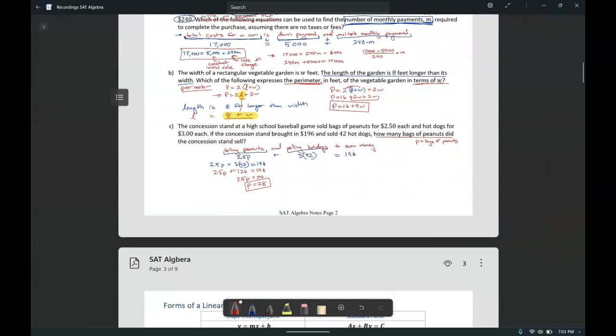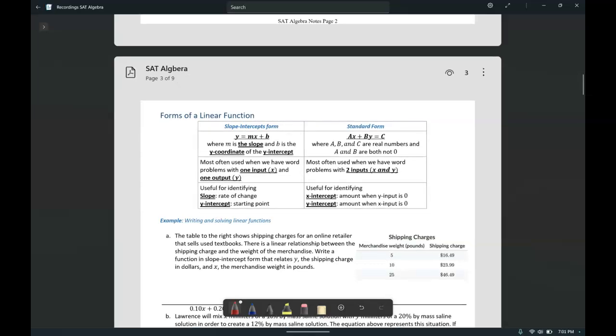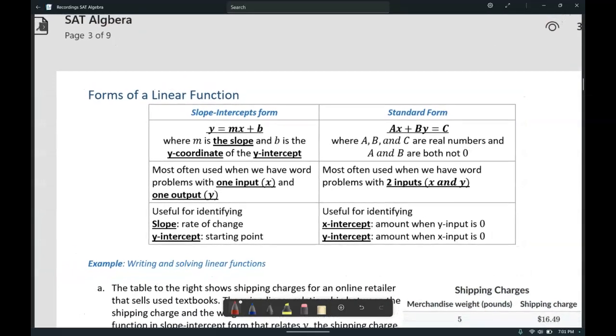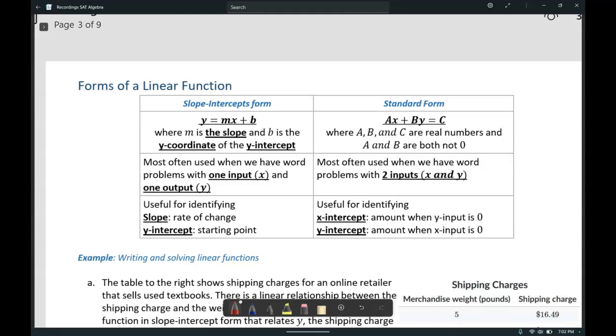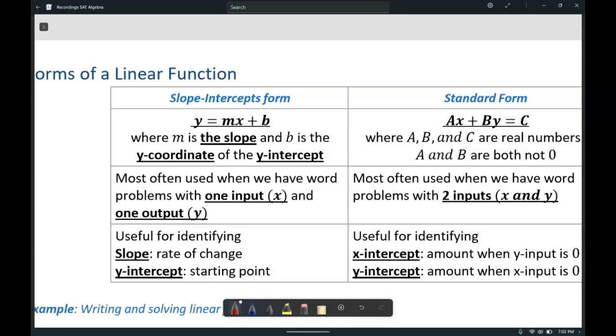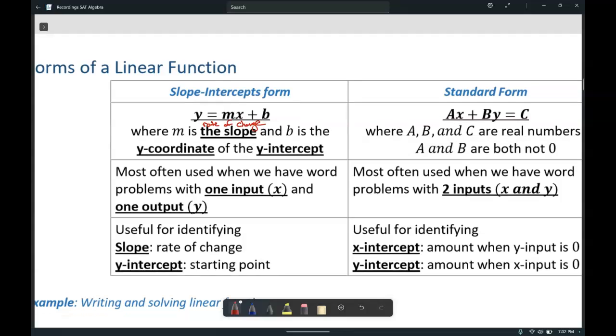Now, let's look at more broad terms of the forms of linear functions. If we compare these to the previous three questions, we should see some similarities between these different forms. Starting with the slope-intercept form, this is one of the most common. We have y equals mx plus b, where m represents the slope, also known as the rate of change, and b is the y-coordinate of the y-intercept.